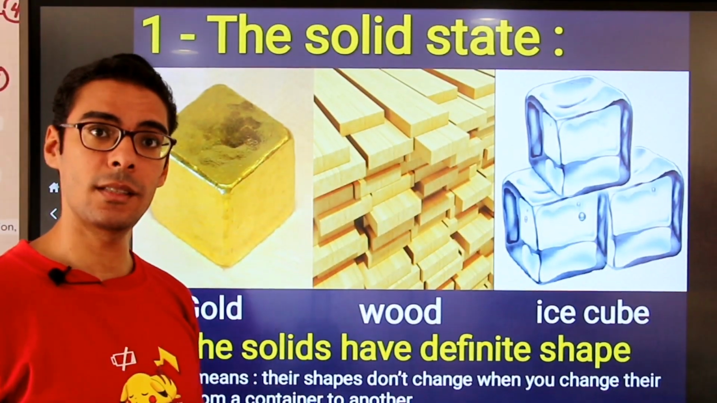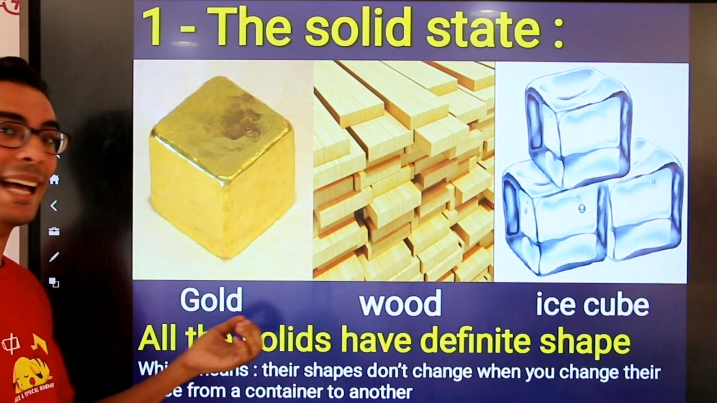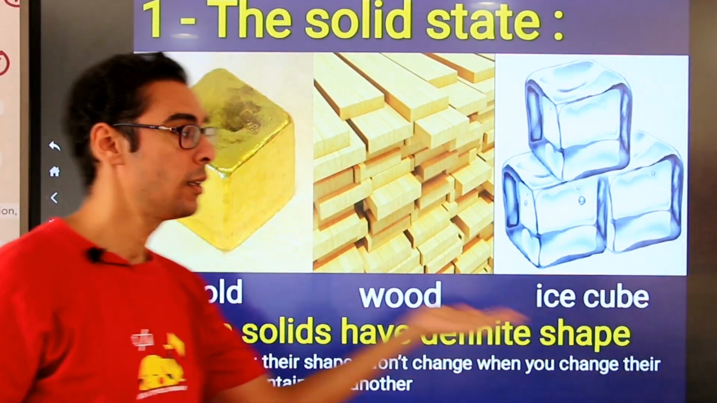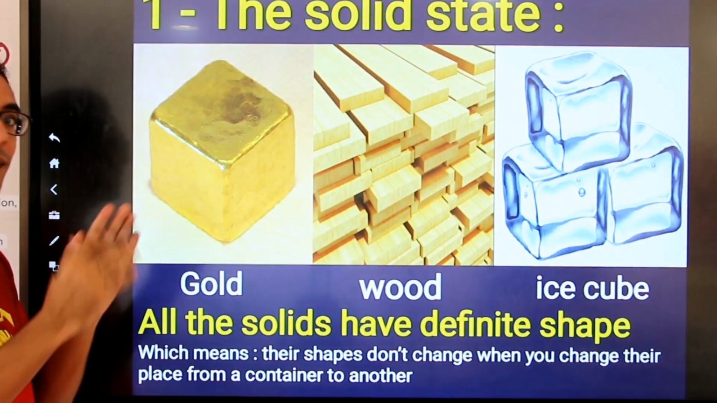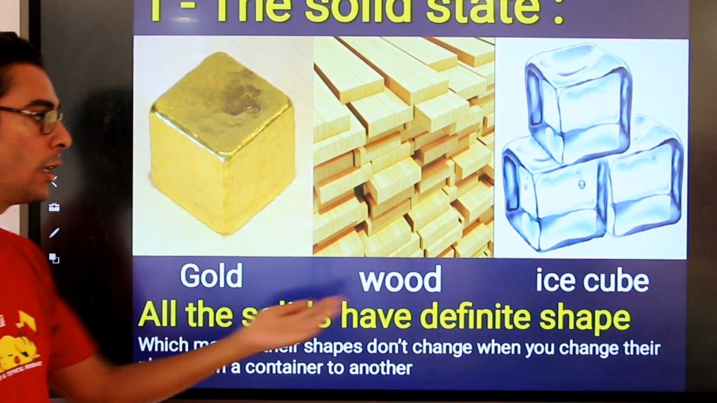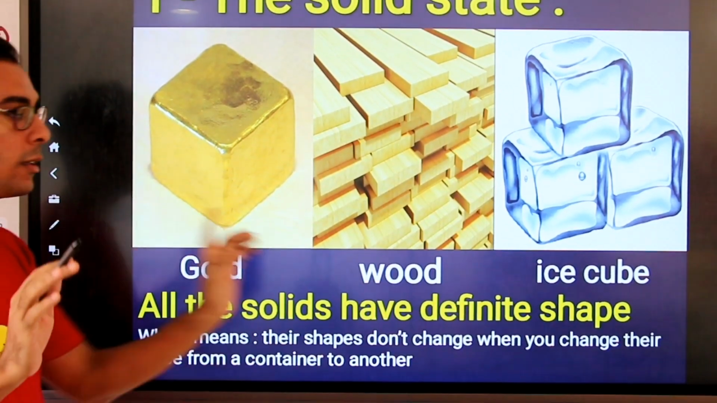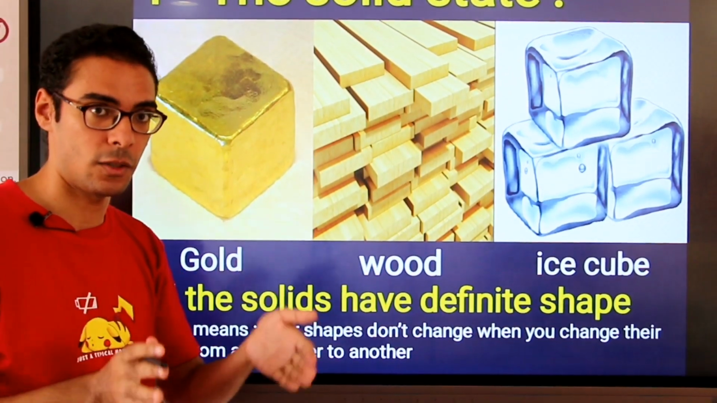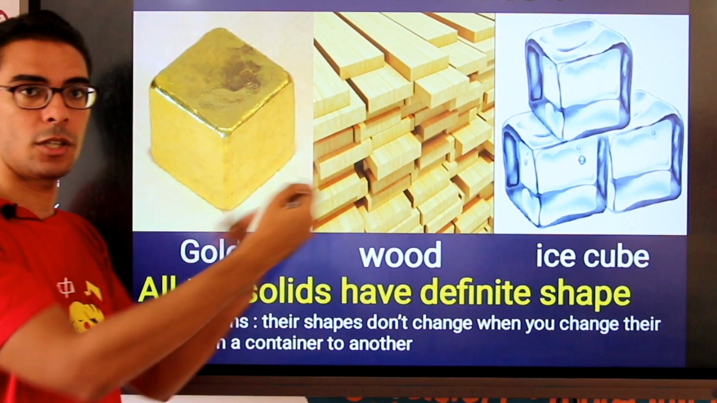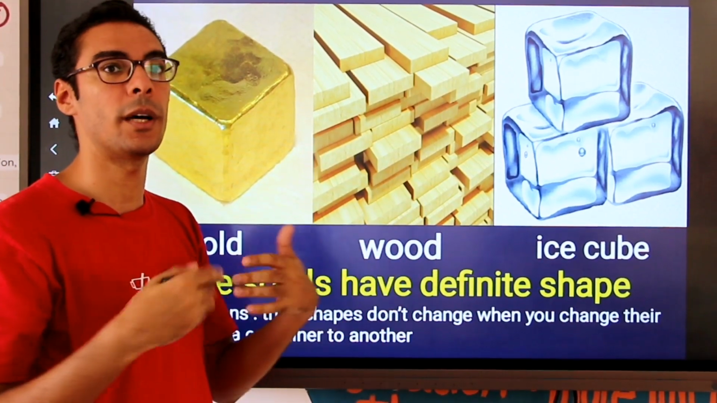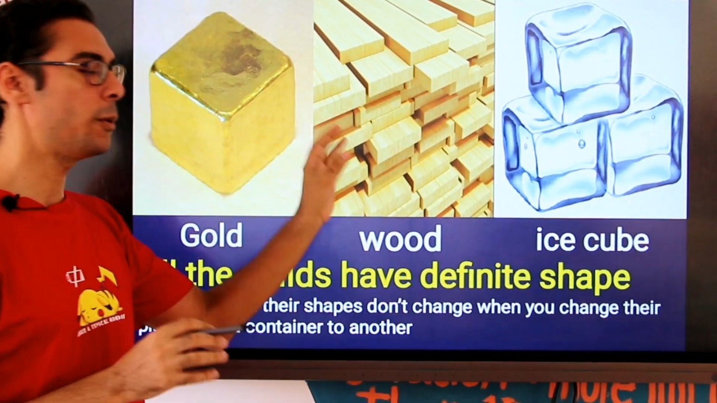So from what we have studied right now, the solid state has definite shape. Definite means the shape is not changing from one place to another. So definite means fixed or constant shape. It's not changing by changing the location or by changing the container that we put the solids in.